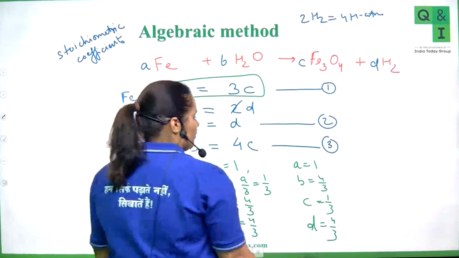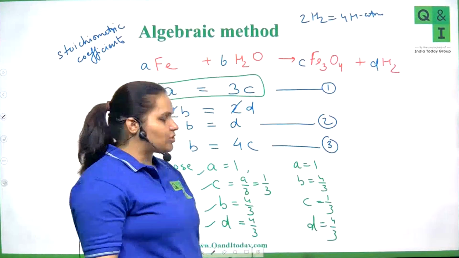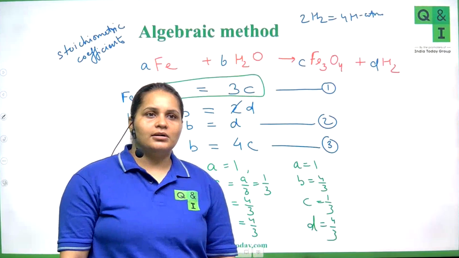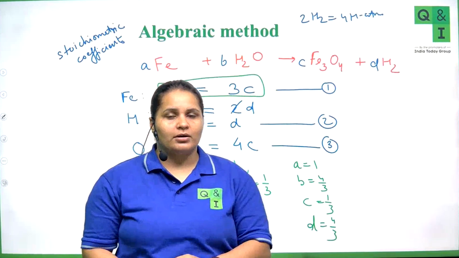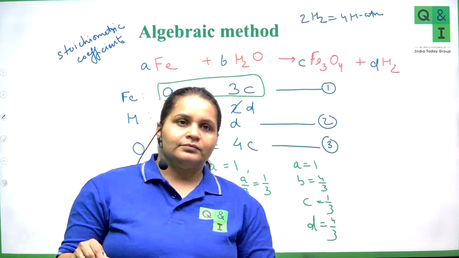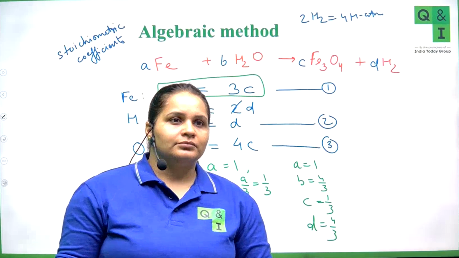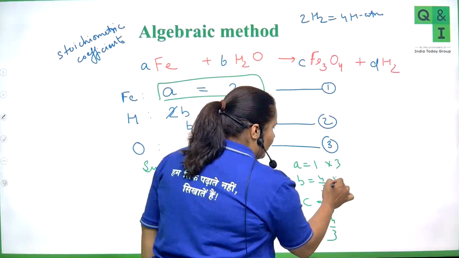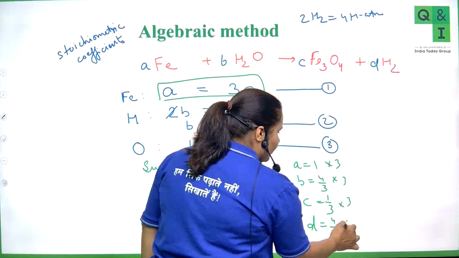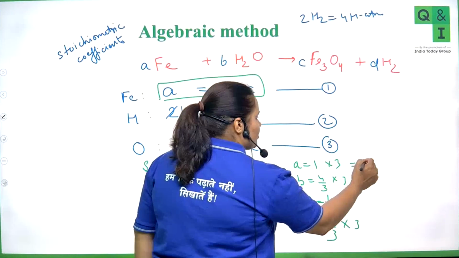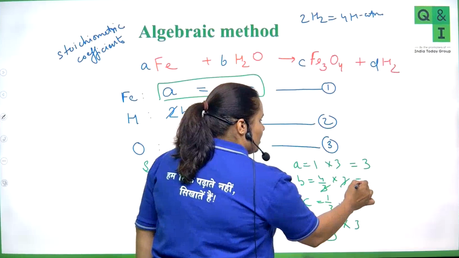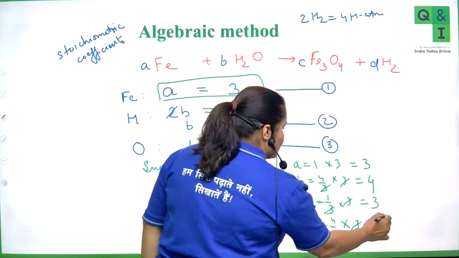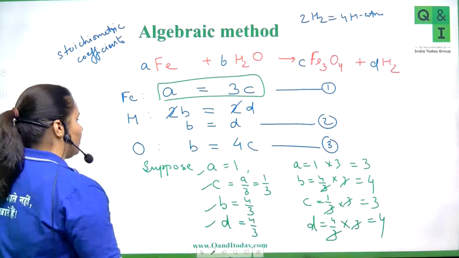So what do you think? With which number shall I multiply all of them so that I get whole numbers? Ma'am, for B, multiply with 3, ma'am. Exactly. So I should multiply all of them with 3. So A comes out to be 3, B comes out to be 4, C 3, and D is equal to 4. And I got the values.